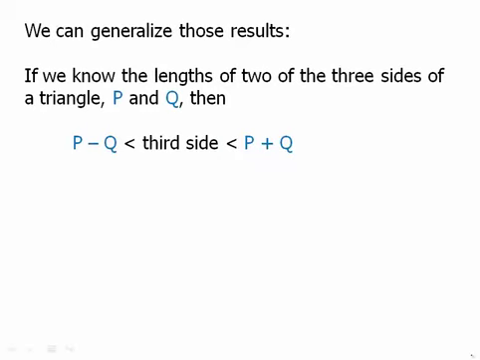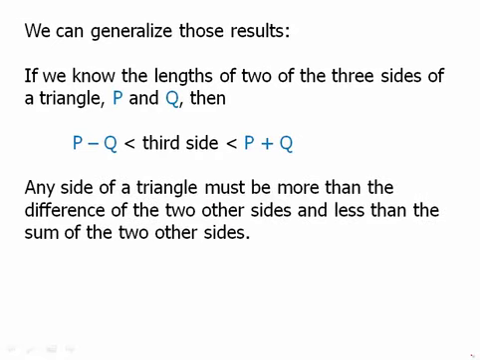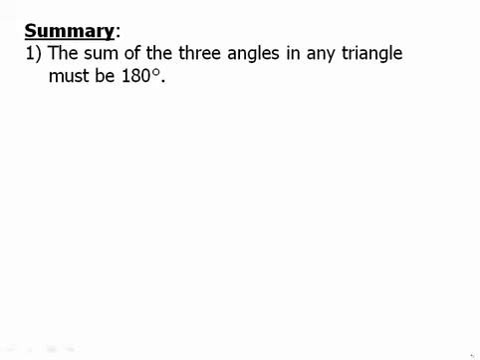If we know the lengths of two of the three sides of a triangle, say they're P and Q, then the third side has to be greater than the difference and less than the sum. Any side of a triangle must be more than the difference of the other two sides and less than the sum of the other two sides. So this is an alternate way to state the triangle inequality.